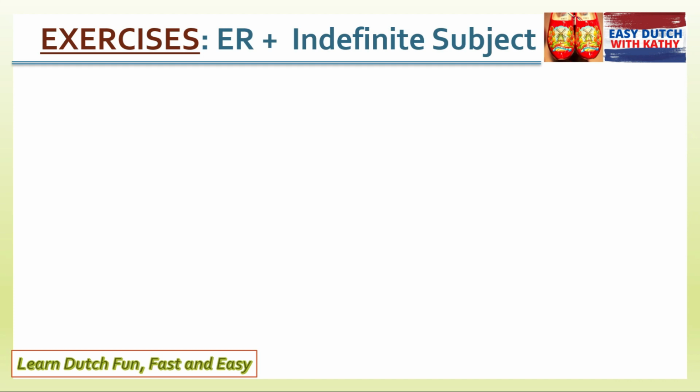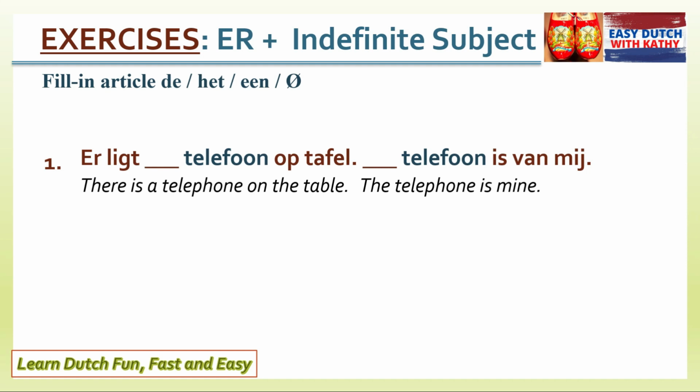Now it's time to practice some exercises for these structures. Fill in the articles de, het, een, or nothing. 1. Er ligt telefoon op tafel. Telefoon is van mij. There is a telephone on the table. The telephone is mine.